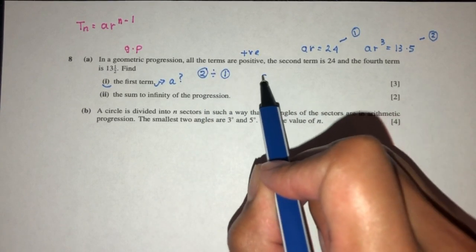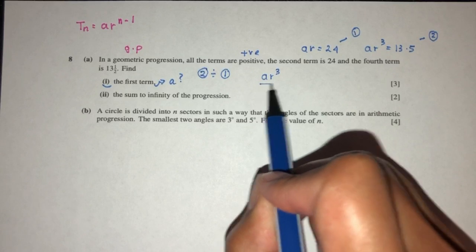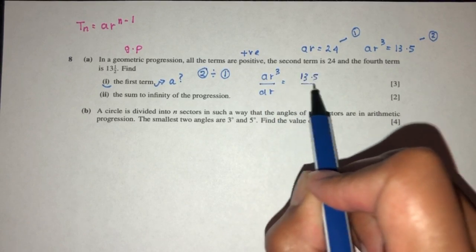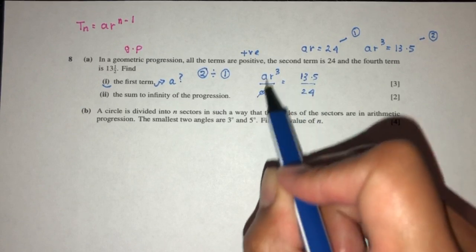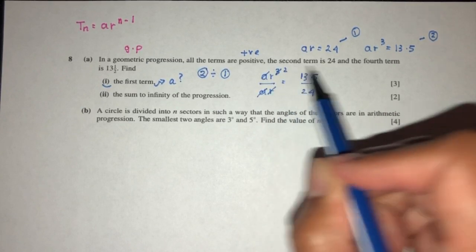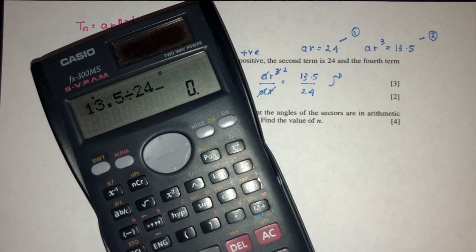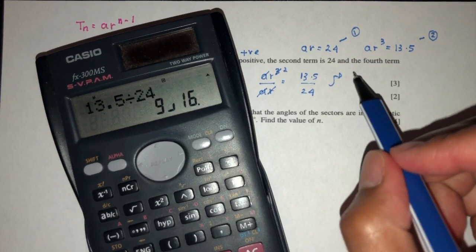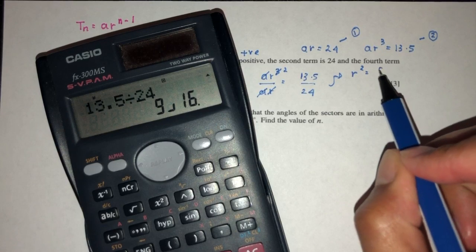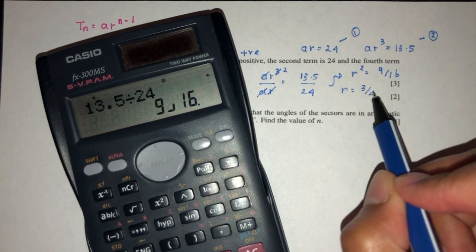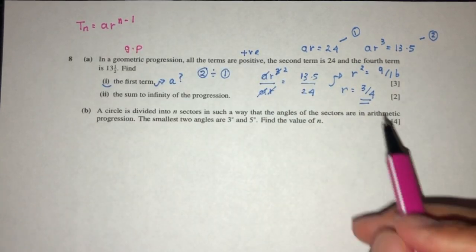So you will have ar over 3 over ar is equal to 13.5 over 24. Cancel, cancel. This will be r squared. So you will have 13.5 divided by 24. That should be r squared is equal to 9 over 16. So r will be 3 over 4. That is the first value that I have found, which is r is 3 over 4.